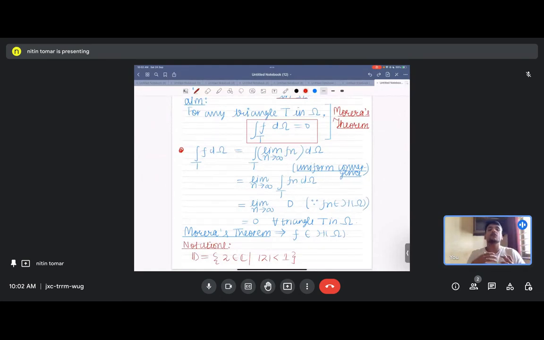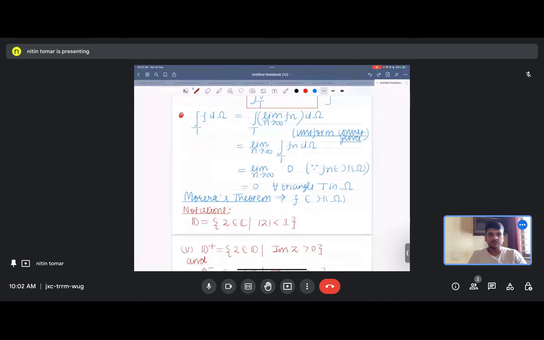Now, because f_n is a holomorphic function on omega, the integration of a holomorphic function over any closed curve inside the domain in which that function is holomorphic is 0. So all of these integrals with integrand f_n are going to be 0. So the limit of a zero sequence is 0. Hence we have proved that the integration of f over this triangle T is going to be 0 for every triangle T in omega. Hence Morera's theorem will imply that f is holomorphic in omega.